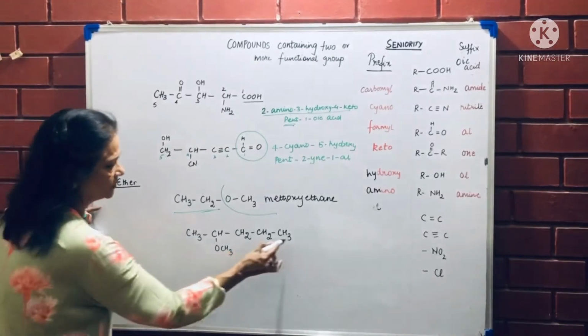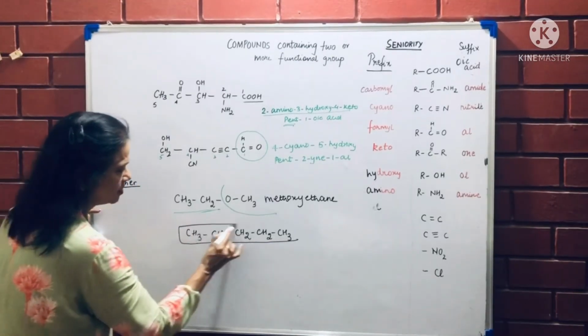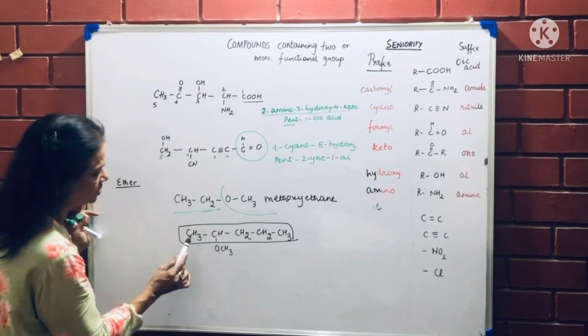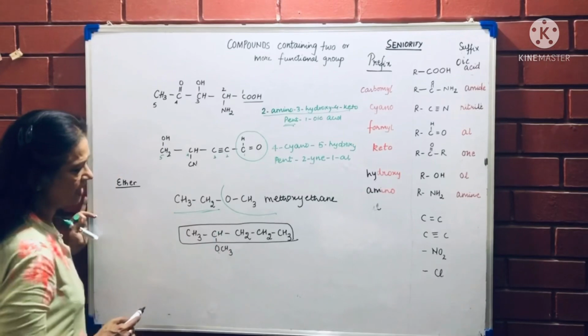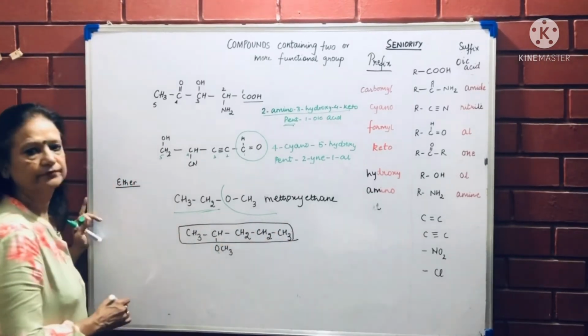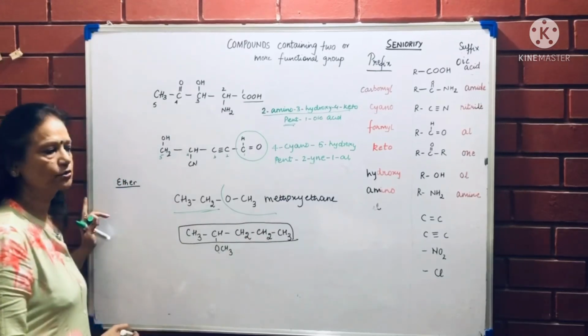Now here, this is the major chain, on which at place 2 the methoxy group is attached. The chain is of 5 carbon atoms. So I'll say 2-methoxypentane. All are single bond compounds, so pentane.